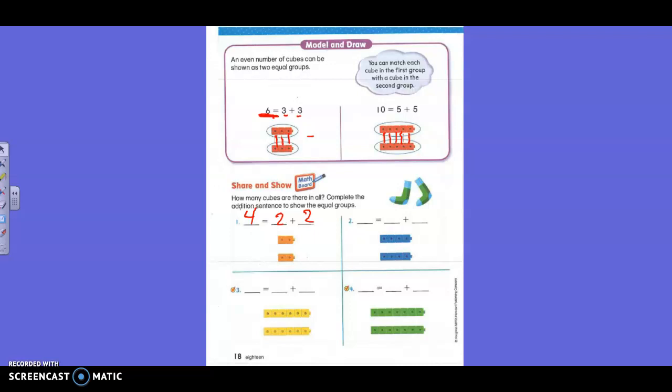We'll do number 2, and then I'm going to have you do 3 and 4 with a partner. Okay? All right. Actually, I'm going to have you do 3 and 4 on your own. Okay, number 2. Count how many total cubes there are for number 2.